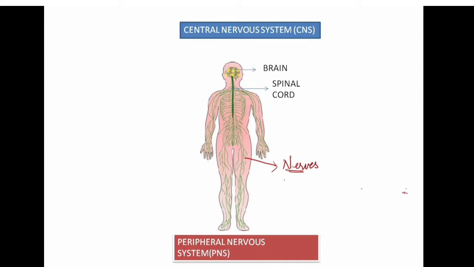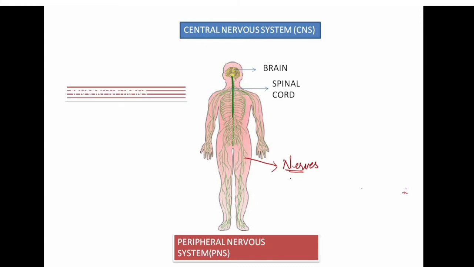Now, if you ask me what is a neuron and what is a nerve, neurons are basically cells. A single nerve cell is called a neuron, and branches of these neurons collectively we call the nerves.